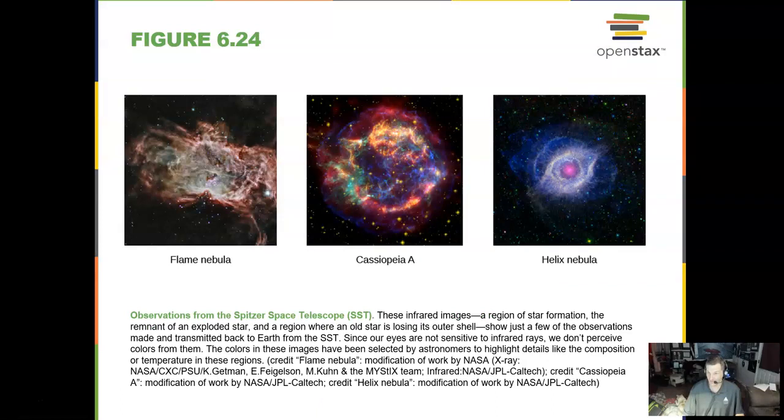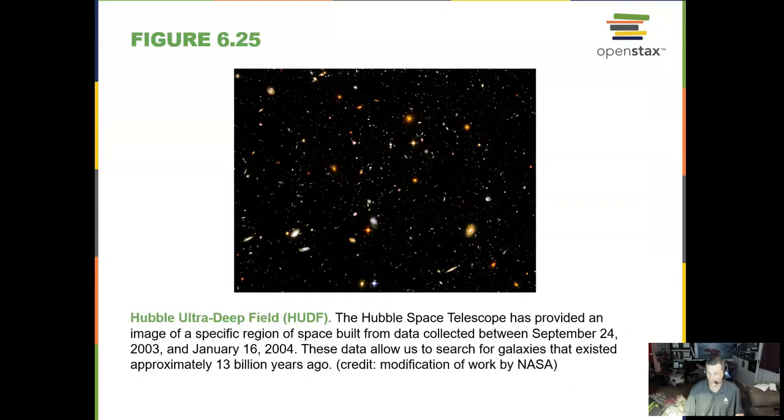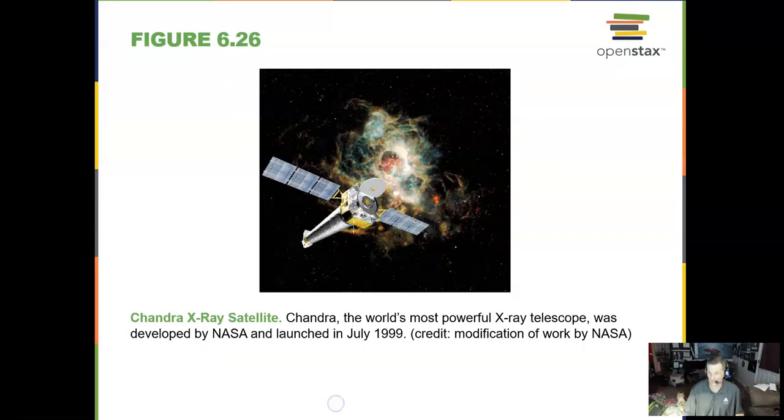The Spitzer Space Telescope does infrared images like these. And then we have images like this. This is the Hubble Ultra Deep Field. And this is an area of space that we can go back into 13 billion years ago when it was formed, like looking back into time.